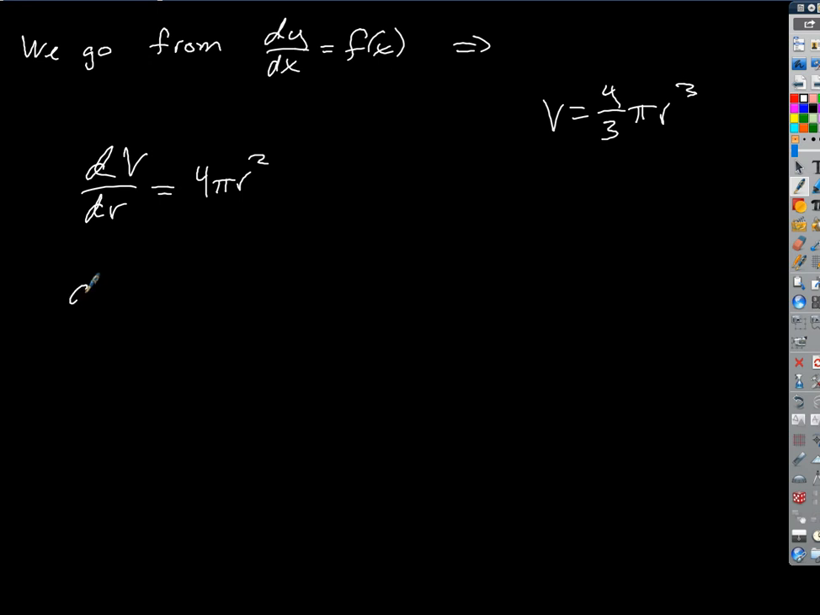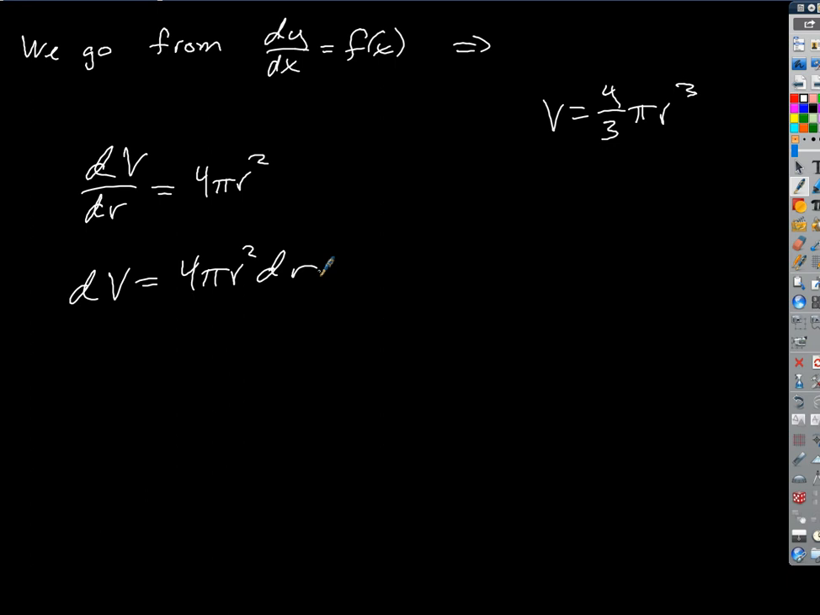Okay, so we said something like this, right? We said dV equals 4 pi r squared dr, which told us that if we're going to tweak very slightly the value of radius, then we could expect this function to determine what the corresponding tweak is going to be in volume itself.